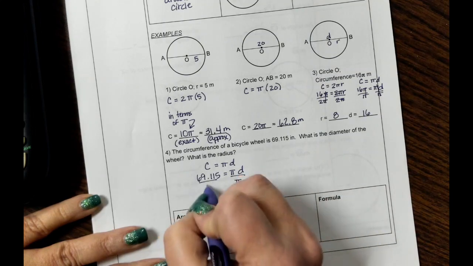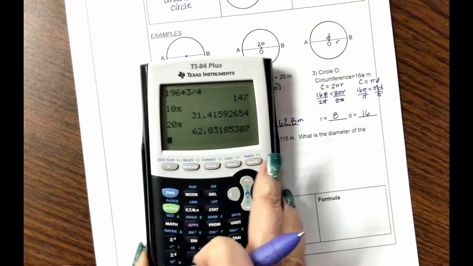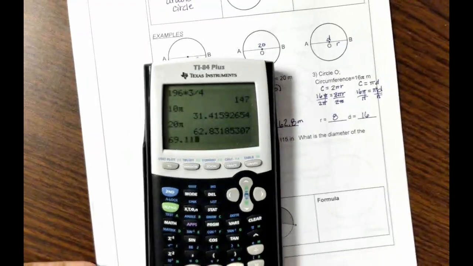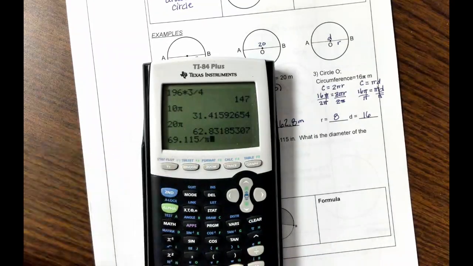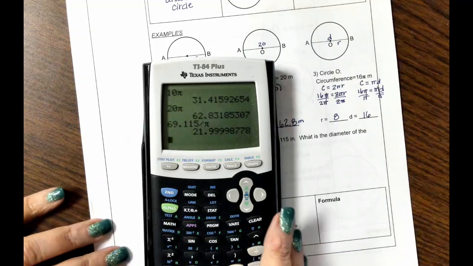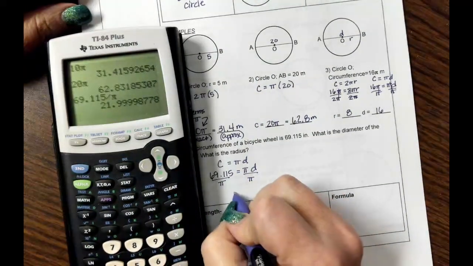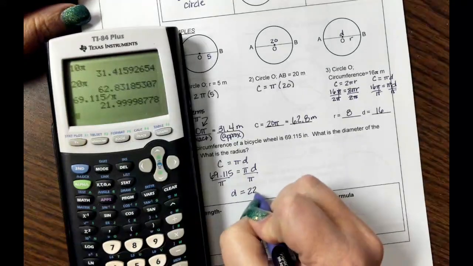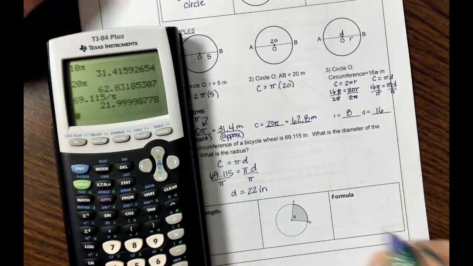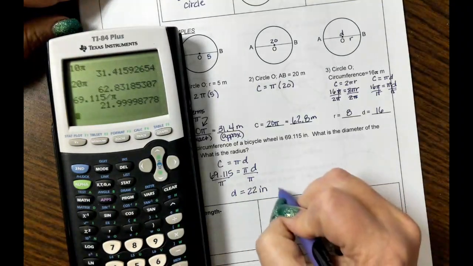So you would type in 69.115 divided by pi, and you get 21.9999999. So that's about as close as we can get to a diameter of 22 inches. If the diameter is 22 inches, then the radius must be 11 inches.